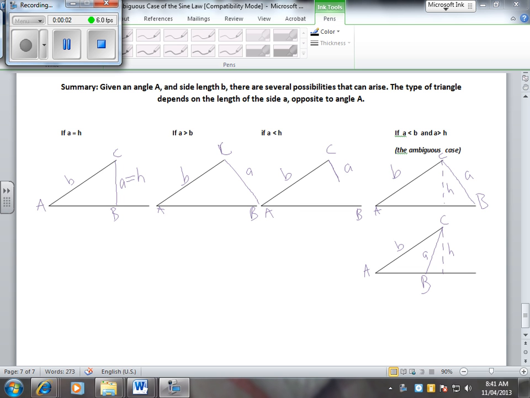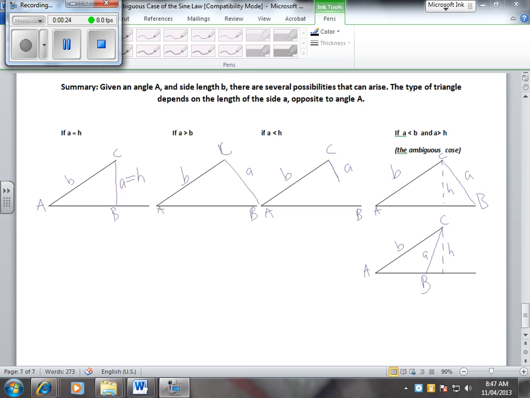So I just wanted to review a little bit the ambiguous case in sine law. This is the activity that we are working on in partners and small groups before the end of class on Tuesday. So when we're using sine law, basically there's an ambiguous case.